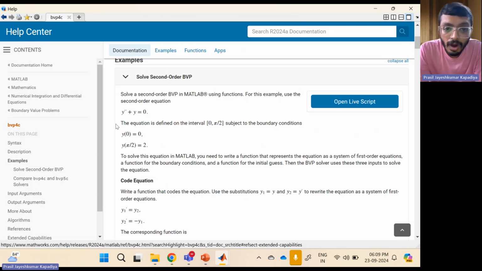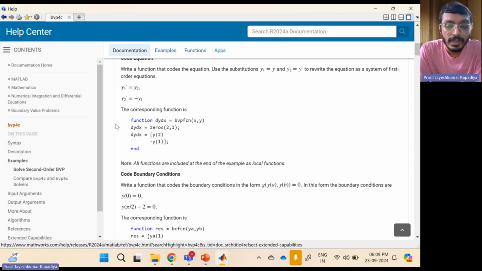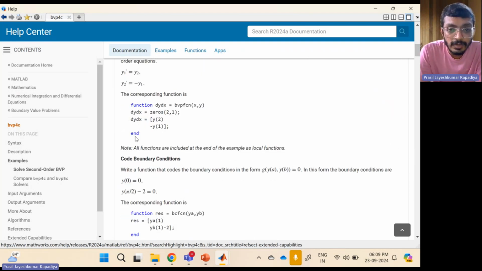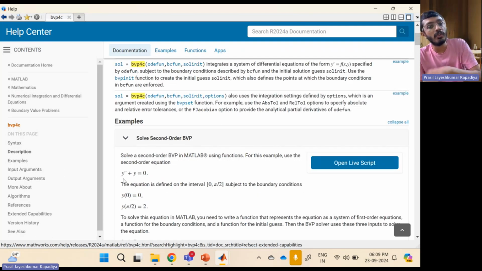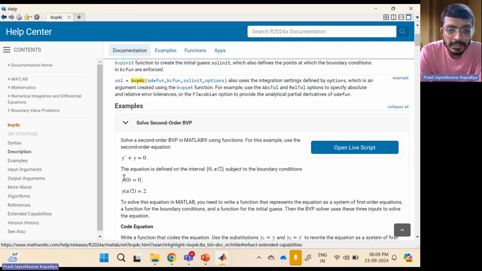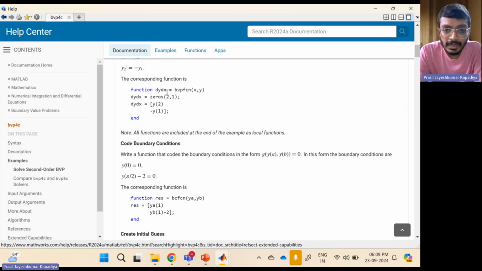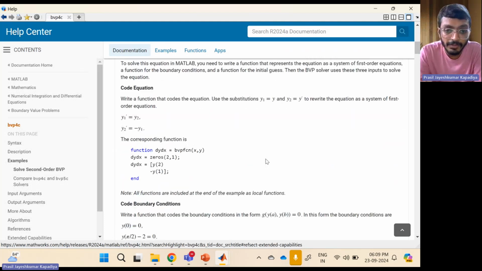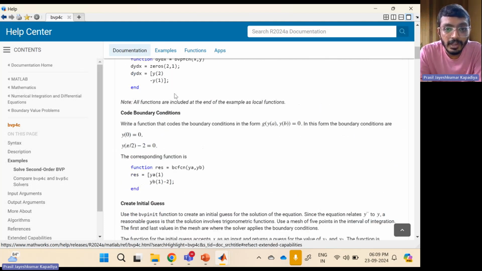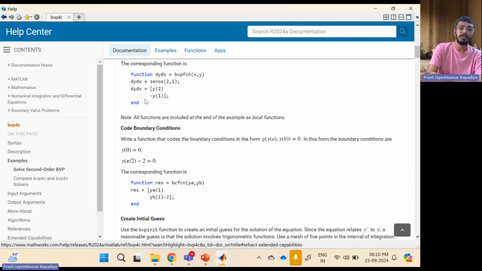Whenever there is the term d square y by dx square, we need to replace it with y2, and all other single derivative and other terms we need to replace with y1. See here they have written the function first. We need to split this equation. d square y by dx square is the first term, represented by y of 2. My second term is minus y, represented by minus of y1. This is how we define our function.